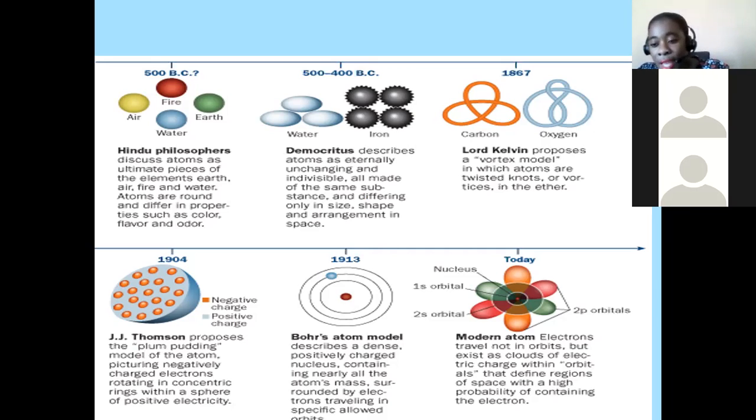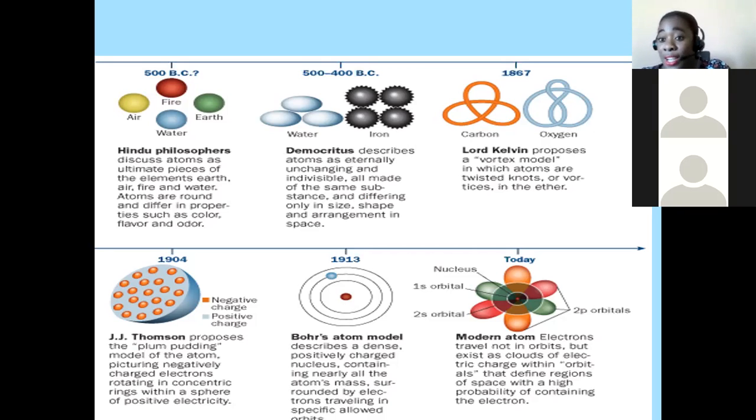Now, after that, we had Democritus. Democritus did something else. Tajina, tell us what Democritus did. Democritus describes atoms as eternally unchanging and invisible, indivisible, all made of the same substance, and differing only in size, shape, and arrangement in space. Very good.